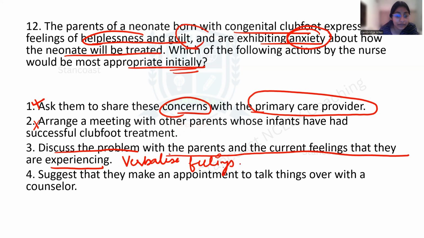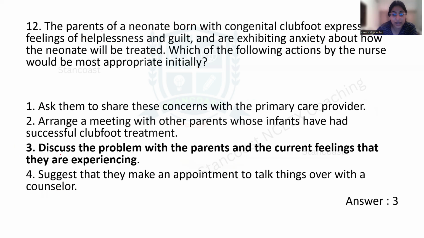So this will ventilate their feelings and anxiety will be reduced. So we can tell the parents to share their view, to clarify their doubts and verbalize their feelings about this condition. This is the initial and appropriate thing that a nurse should do. Option 4 says suggest that they make an appointment to talk things over with the counselor. So this is also important, but it is not the initial step. So option 3 is the correct option, and this is the initial and appropriate step performed by the nurse, that she should discuss the problem with parents and the current feelings that they are experiencing.